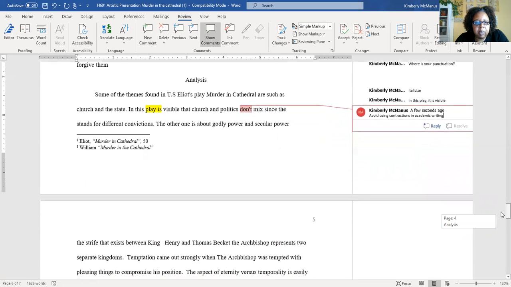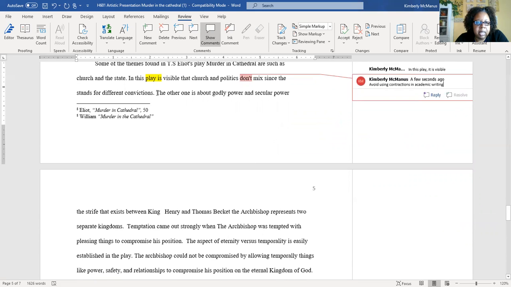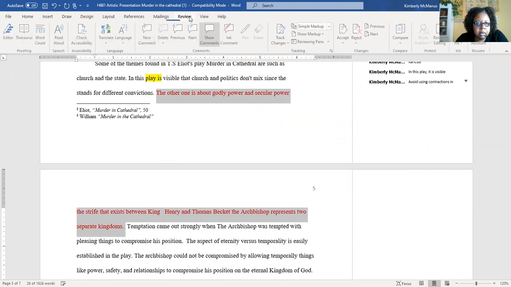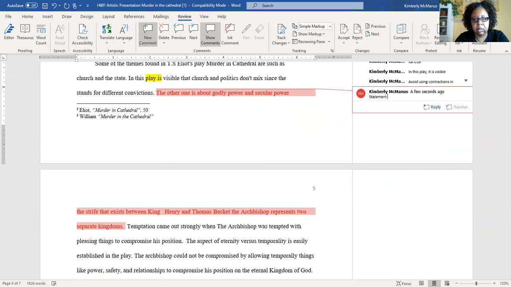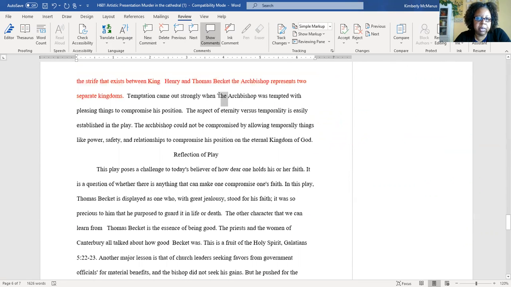The other one is about godly power and secular power, the strife that exists between King Henry and Thomas Becket, the Archbishop, represents two separate kingdoms. That entire statement needs to be reconstructed. I don't know. Once again, you capitalize the word the in the middle of a sentence. No things. On the eternal kingdom of God.